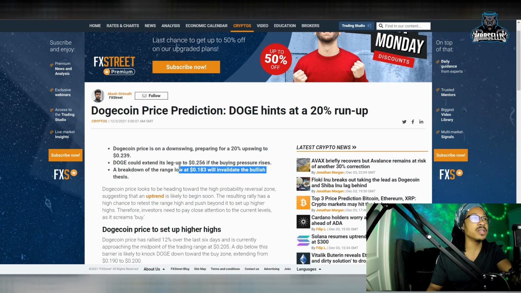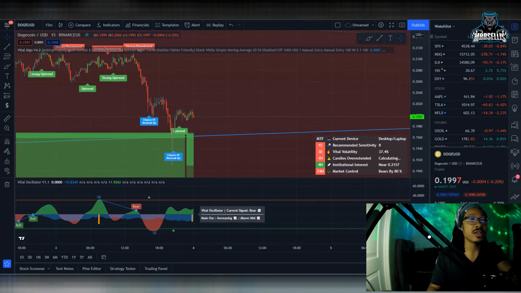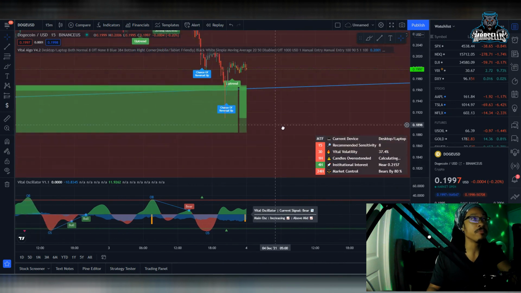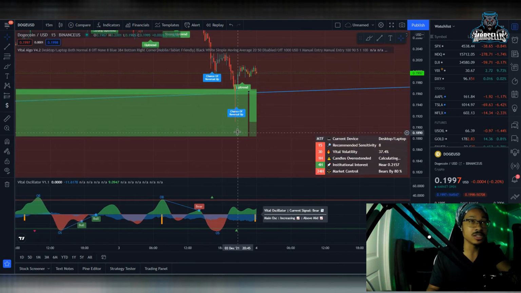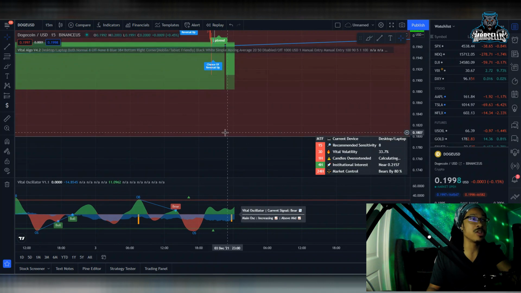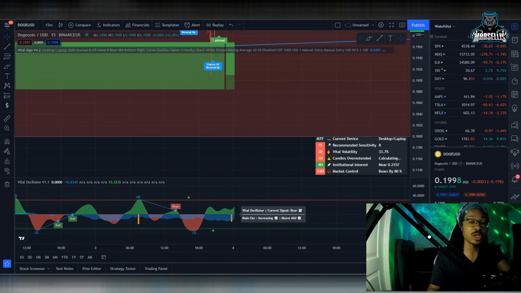Now, a breakdown of the range low at 18 cents will invalidate the bullish thesis, which is very true because over here you can see the 18 cents area is our support line down here. So at 18 cents, we have support. And if we break below 19 cents, there's way less demand below 19 cents. That's where our supply and demand stops. So it shows that we'll have less demand if we get down below 19 cents. Going below 19 cents will lead us to 18 cents. So we don't want to see anything below 19 cents.